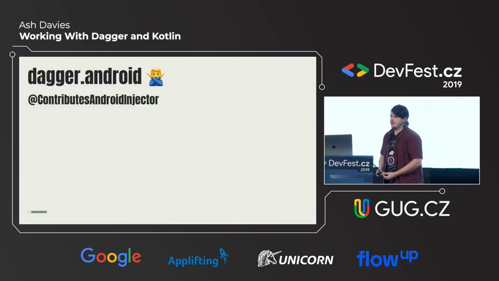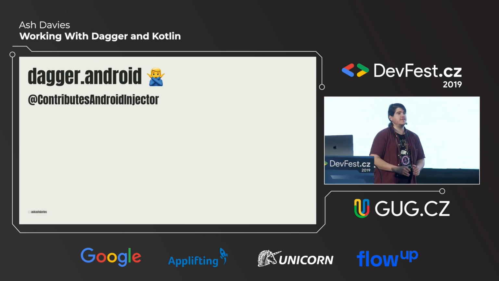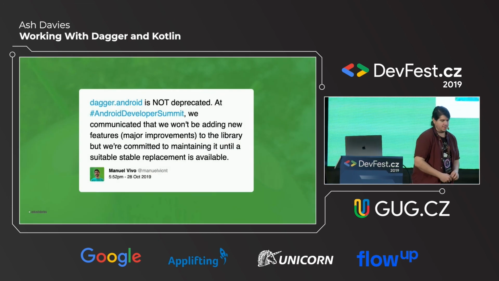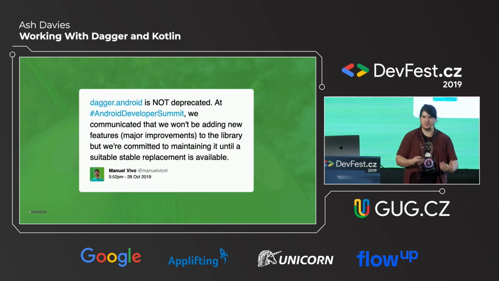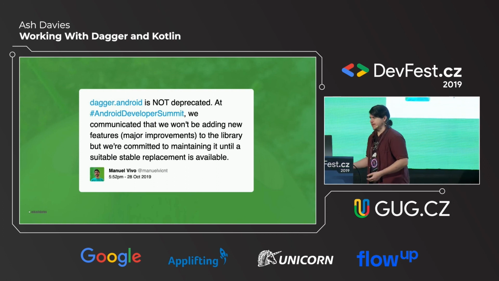The most important thing to note is what is going on with Dagger.android. They are ceasing development on this. There have been no more features. It's not going to be developed further. But this doesn't mean that it's deprecated. There was the misunderstanding after the conference that this was deprecated. Not the case. They're just working on something else.